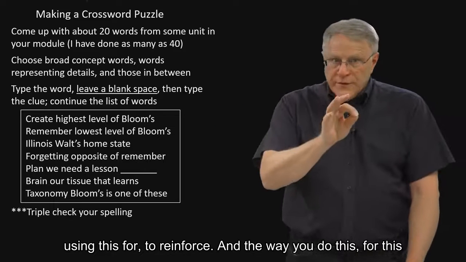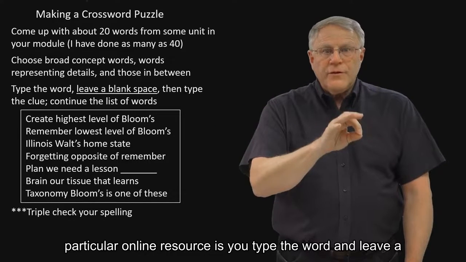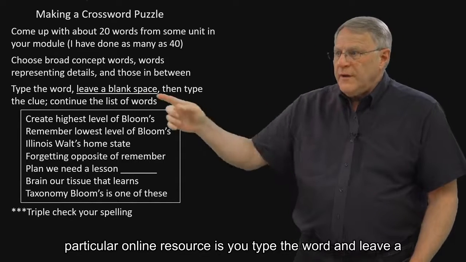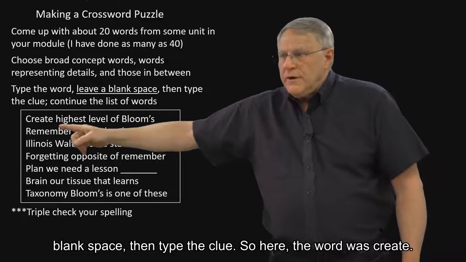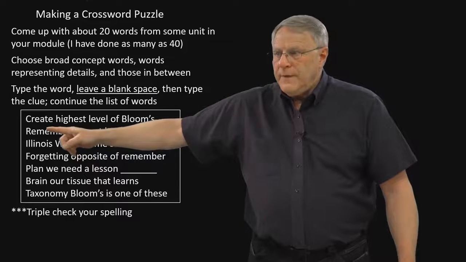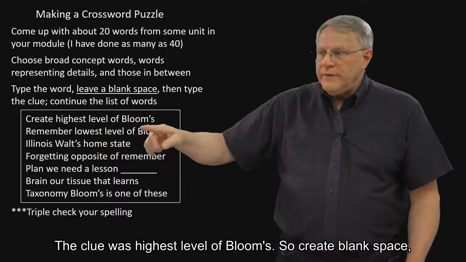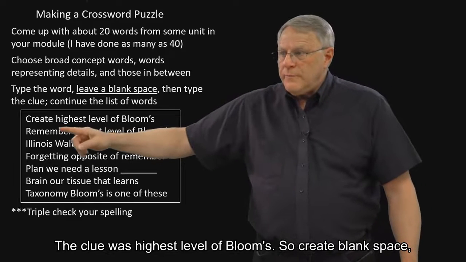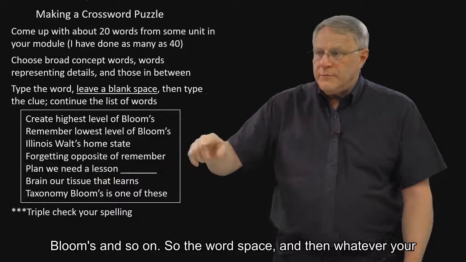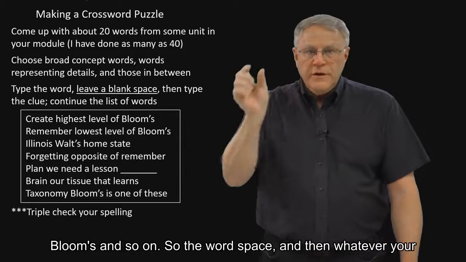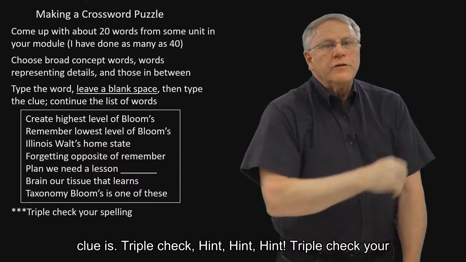And the way you do this for this particular online resource is you type the word and leave a blank space, then type the clue. So here, the word was create. The clue was highest level of Bloom's. So create, blank space, highest level of Bloom's. Remember, blank, lowest level of Bloom's, and so on. So the word, a space, and then whatever your clue is.